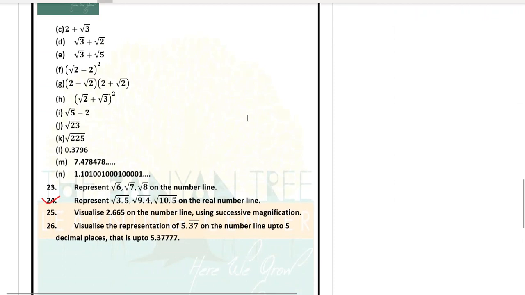Okay, represent root 3.5 on the real number line. This question I have actually solved in one of my previous videos, but again I'm going to solve it, and then show you how to represent root 3.5 on the number line. You will represent root 9.4 and root 10.5 yourself after seeing this example. So this is just an example for you. So let us represent root of 3.5 on the number line.